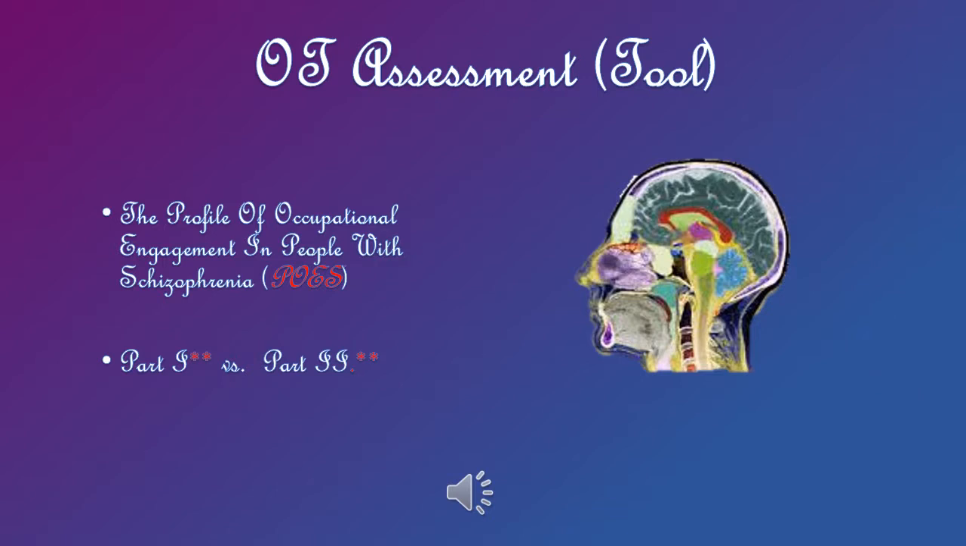Next, we're going to talk about the occupational therapy assessment tool that I chose for this project. The assessment tool that I chose was the Profile of Occupational Engagement in People with Schizophrenia. This assessment tool identifies occupational engagement and translates this knowledge into a profile of occupational engagement. The POES is known for its two parts. Part 1 involves data collection, and Part 2 is the assessment. First, we're going to discuss Part 1.